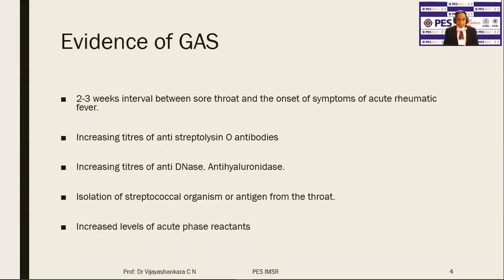You'll also find increasing titers of anti-streptolysin O antibodies, and increasing titers of anti-DNase and anti-hyaluronidase. Isolation of streptococcal organisms or antigen from the throat is sometimes possible when the child comes with acute rheumatic fever, but it may not be, because usually the organisms are found in the throat during the acute sore throat period only. Then there will be increased levels of acute phase reactants like ESR, C-reactive protein, procalcitonin, and others.